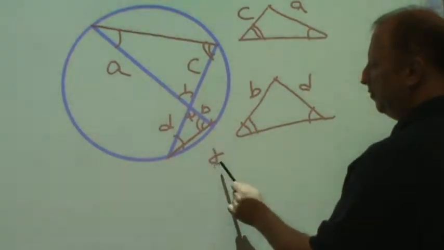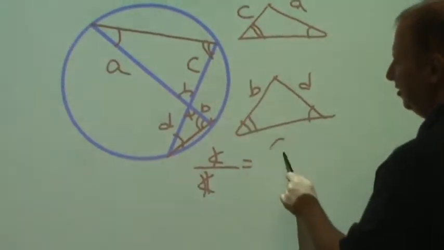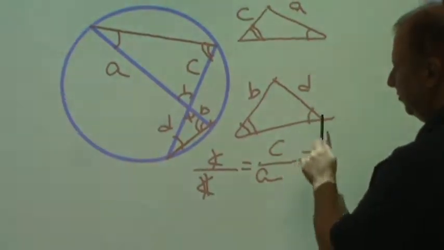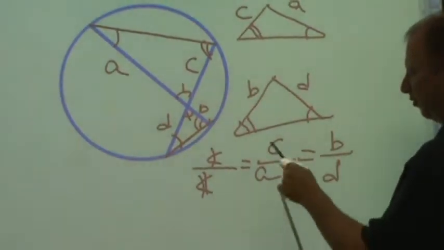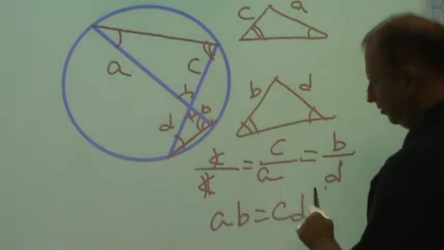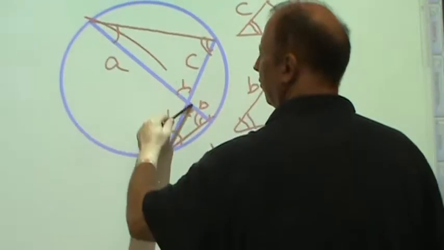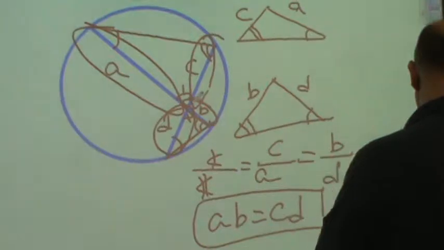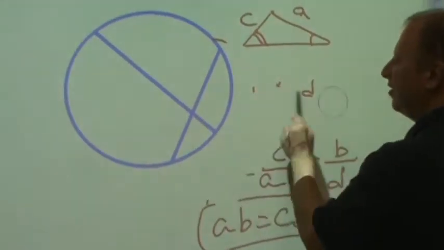And if I set it up, opposite the 1 over opposite the 2, opposite the 1 is a C, the 2 is A, opposite the 1 is a B, D. By cross multiplication, we ultimately have AB is equal to CD. Well, let's look what I have now. This times this is equal to this times this. And if that's the case, let's do a simple 5-second example.